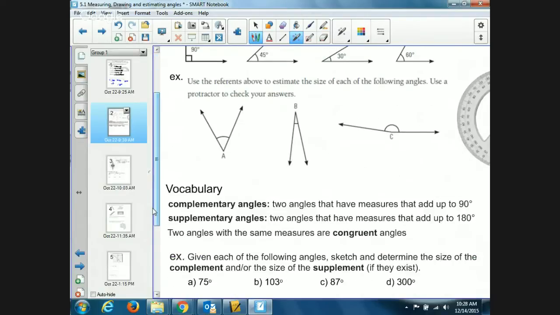Now, you're going to need a protractor for that. I'll just go over a quick estimate of the size of these. You can do that in your head. I'll give you a second here to jot down your estimates below. EST equals.